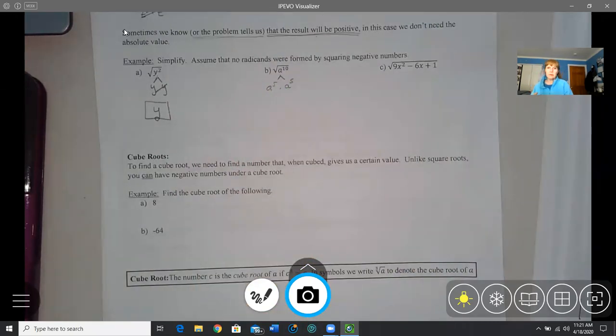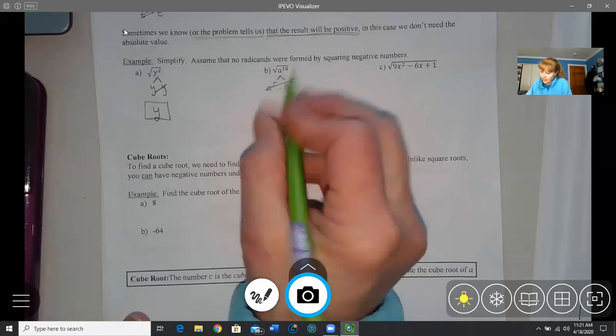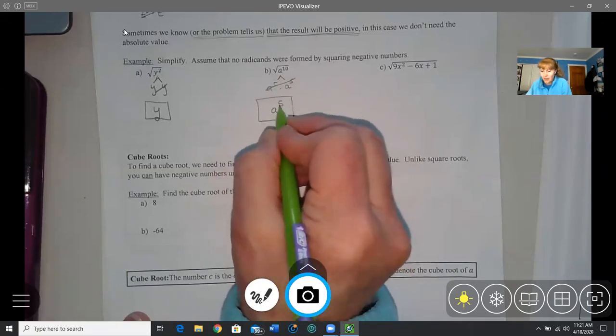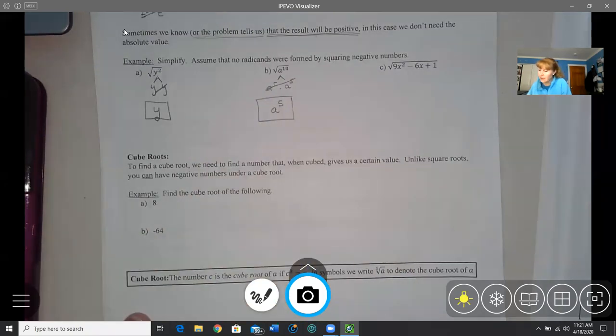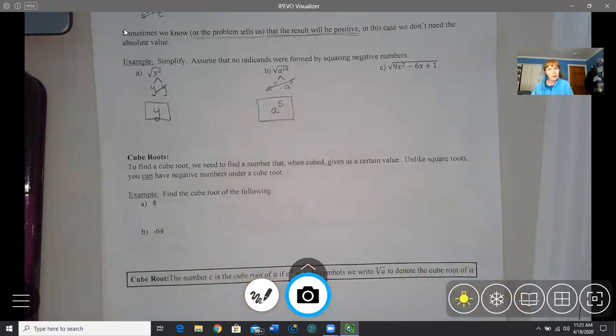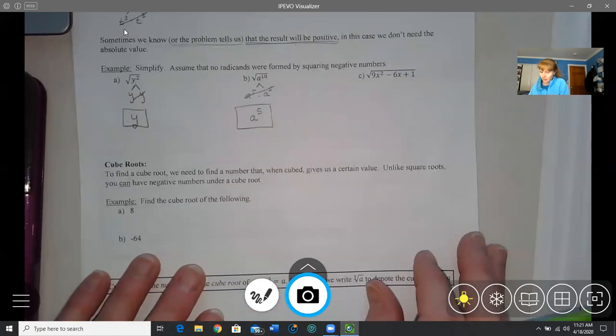I have 2 of those. So my answer is a to the 5th. Even though it's odd, I don't need the absolute values because they told me we're not going to be using negatives. It stated that the domain is only positives, so we're only going to be putting in positives. We don't have to worry about it. Okay, let's look at the next one.